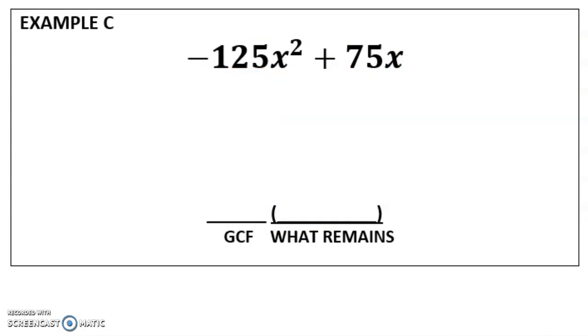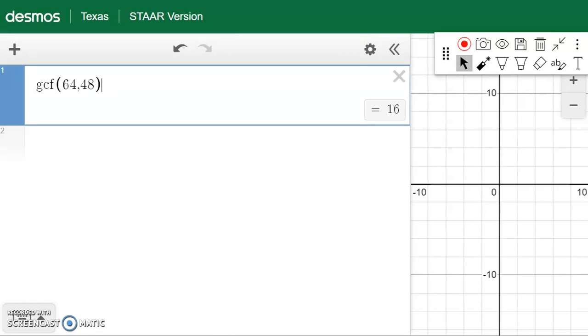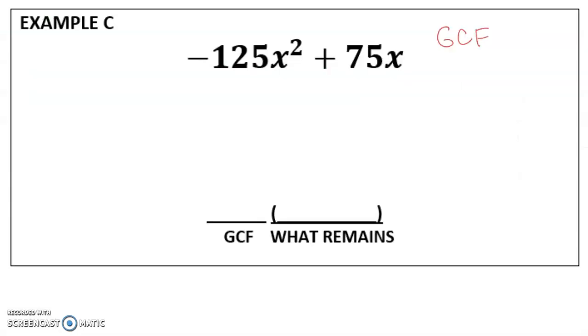Negative 125x squared plus 75x. So we want our GCF. So we have 125 and 75. So I can come in here, 125, 75. All right, 25 is my GCF. The largest number these can both be divided by. My x squared term is negative, so I'm going to make this negative. And I can see they both have an x, and the most that they have in common is just 1, because this one has 1. So that's the most that they can share.